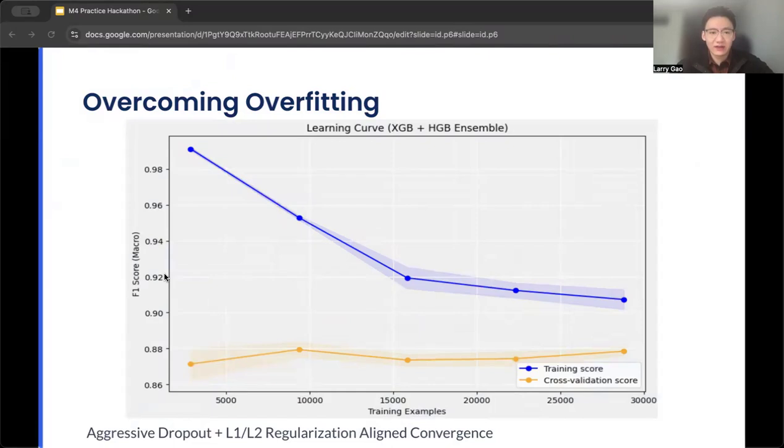So, as shown in the graph, in our learning curve visualization, our initial XGBoost model was heavily overfitting. The training score was nearly 1.0, while the cross-validation score lagged far behind. To address this issue, we implemented aggressive dropout rates and strong regularization. This successfully brought the two curves closer together, demonstrating a well-fitted model that generalized well to new data.